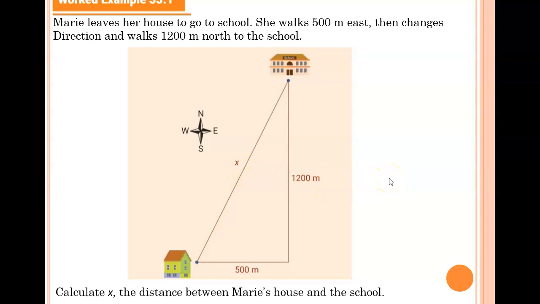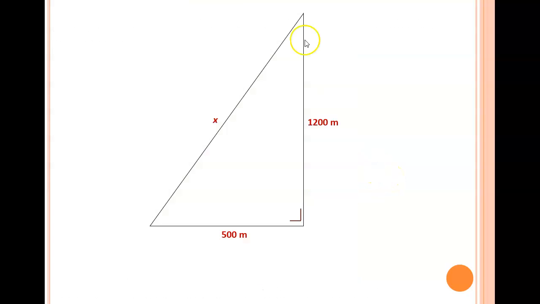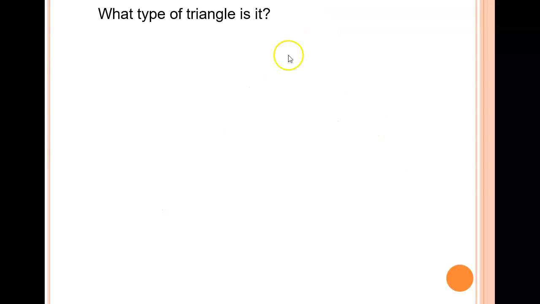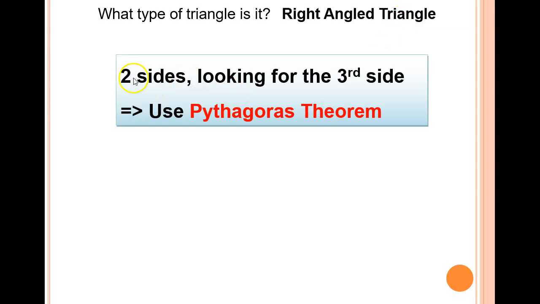So I suppose you've got to abstract away a few things first of all, and then you're left with this triangle here, the 500 on the bottom, the 1200 on the right hand side, and then x here. So getting rid of the houses and that kind of stuff. Next of all, what type of triangle is it? You recognize that it's a right angle triangle, and of course in any right angle triangle, if you're given two sides and you're looking for the third side, it's got to be Pythagoras' theorem that you're going to use.